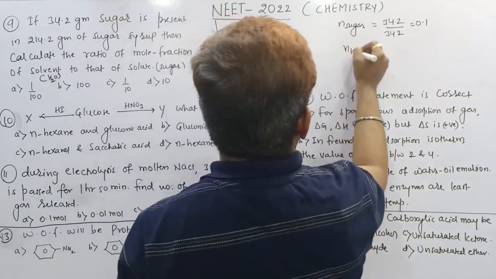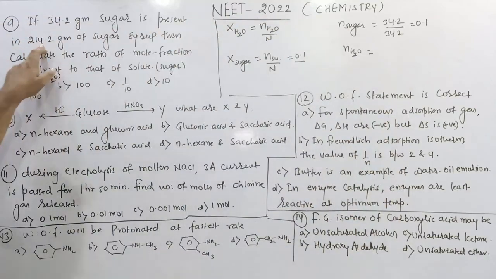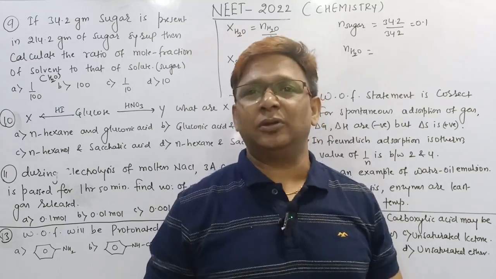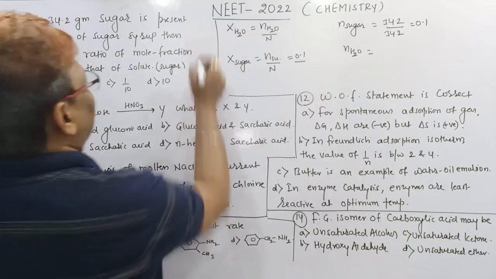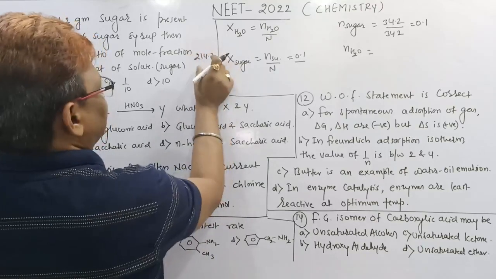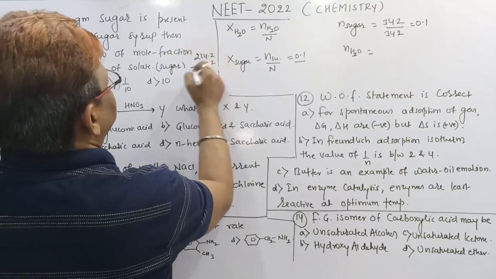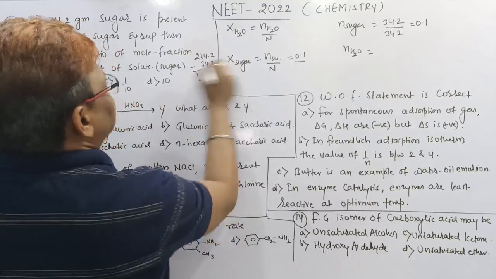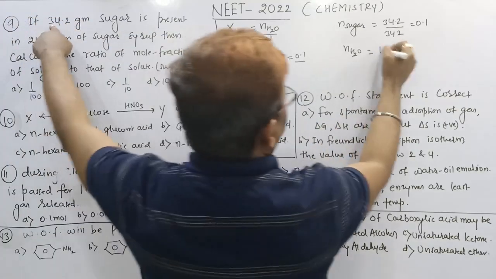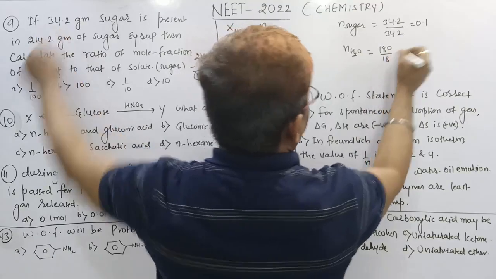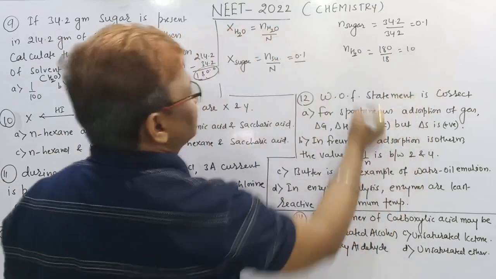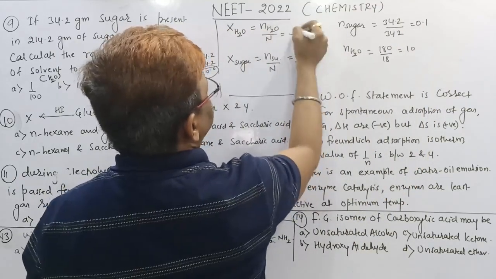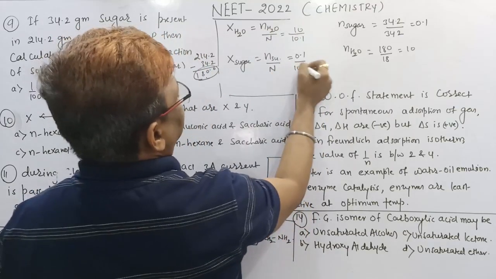But the number of moles of water we also require. The weight of sugar syrup means that we have sugar plus water, both present. So the mass of the water is the mass of the solution minus the mass of the solute, which gives 180. This is the mass of the solvent, the mass of the water. 180 divided by the molecular weight of water, 18, is 10 moles. So the total number of moles is 10 plus 0.1, which becomes 10.1.